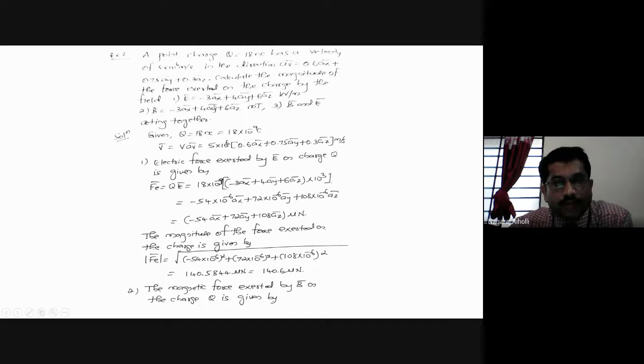Then third one: if both B bar and E bar are present, or both are acting together, what is the magnitude of the force exerted on the charge? So you all take this as homework. I'll check in the next class what all you have solved. At least give a try. Okay.